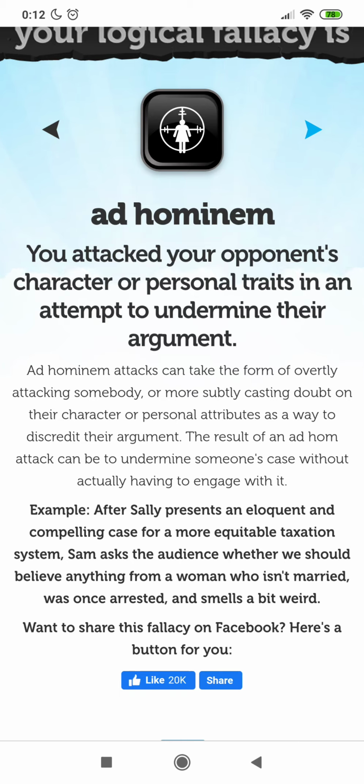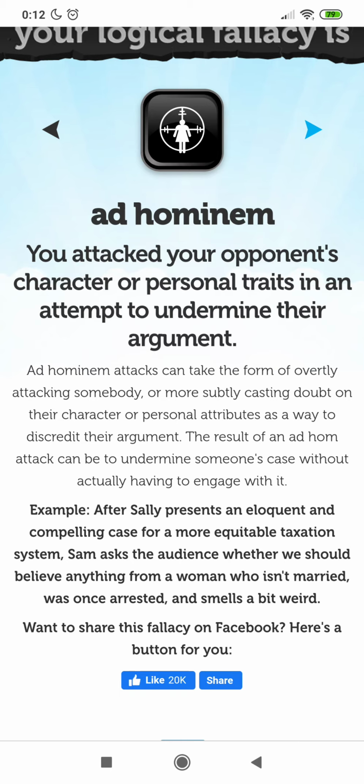Ad hominem. You attacked your opponent's character or personal traits in an attempt to undermine his or her argument. Ad hominem attacks can take the form of overtly attacking someone, or more subtly, casting doubt on their character or personal attributes as a way to discredit the argument. The result of an ad hominem attack can be to undermine someone's case without actually having to engage with it.